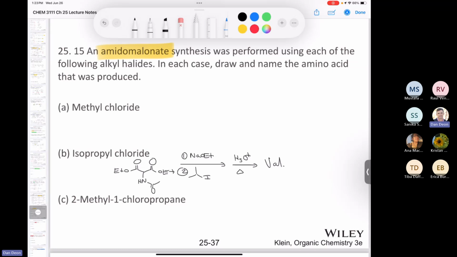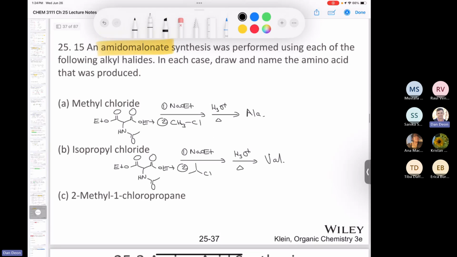And for the first one, it's methyl chloride, and we did that one as well on the previous slide. We just used methyl iodide. So in that case, I guess I should put the chloride if that's what they're saying here, but it's the same thing. Okay, so methyl chloride, methyl iodide, doesn't matter. Anyhow, after treatment with aqueous acid and heat, we end up with alanine, and these are racemic.